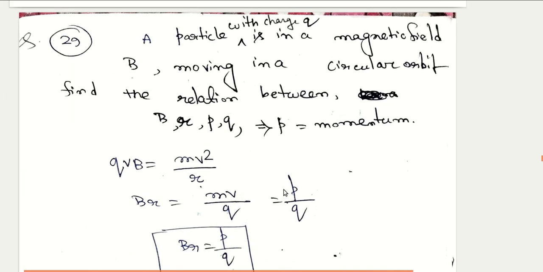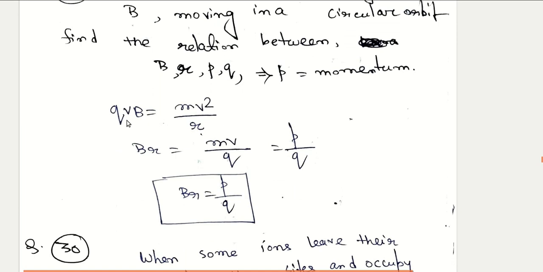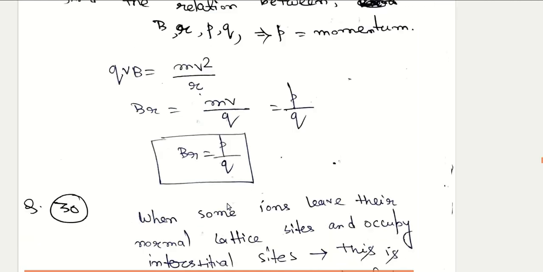Next question was a particle with charge q in a magnetic field B moving in a circular orbit, and find the relation between B, R, P, Q, where P is the momentum. You know that qvB is equal to mv square by r. So B into r will be mv by q, which is p by q. There are other options, so you need to find the exact option, which is this.